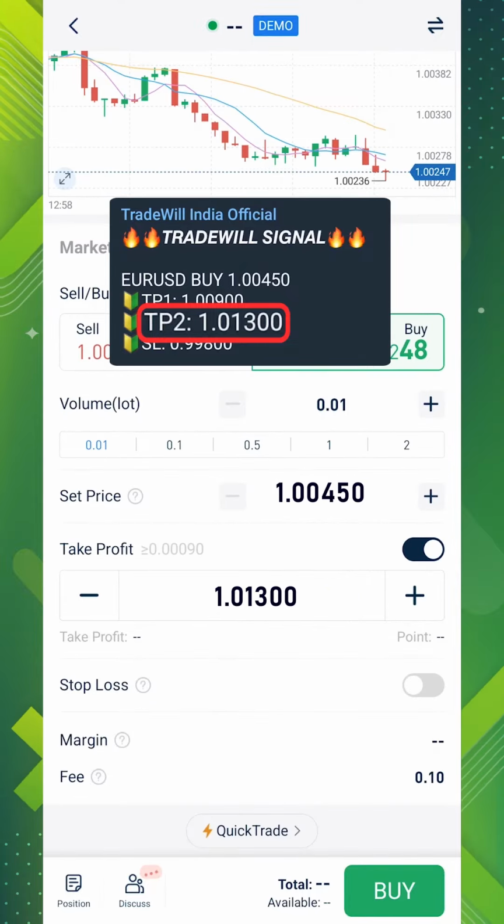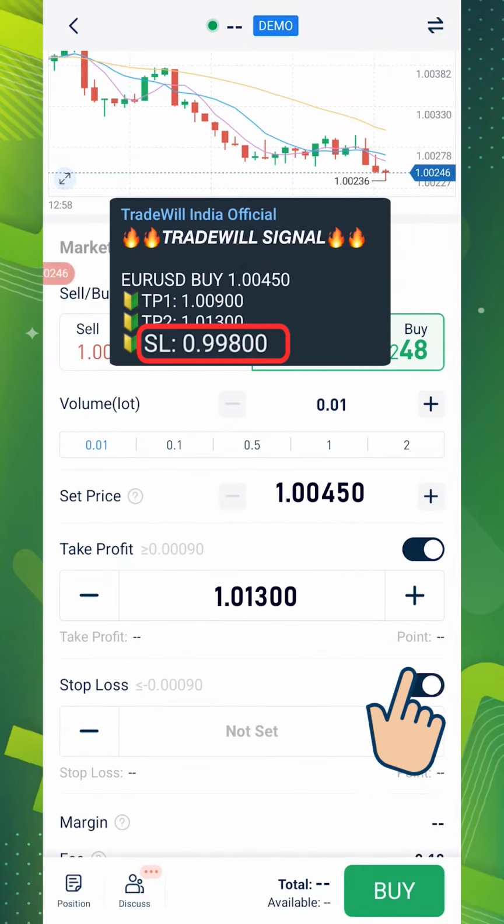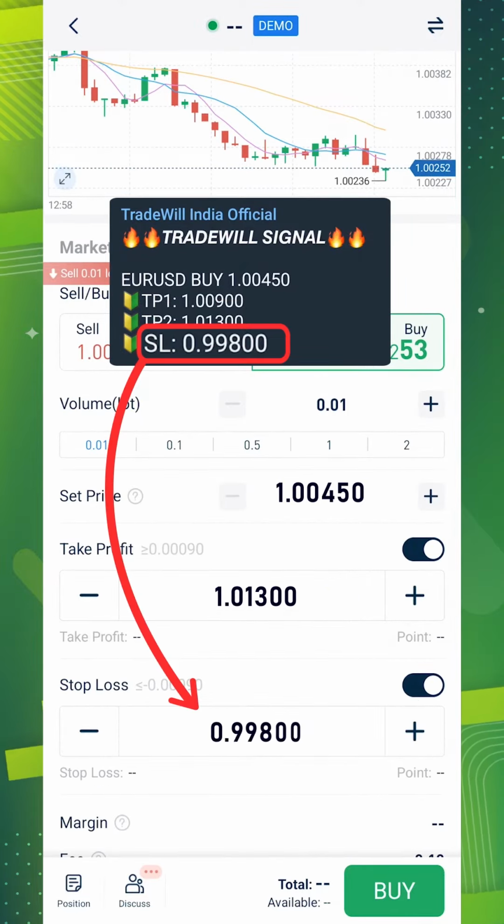Last but not the least is to set SL. SL means stop loss. You have to set SL as provided in the signal so that if the trade goes wrong, then you can automatically exit with just a small loss.